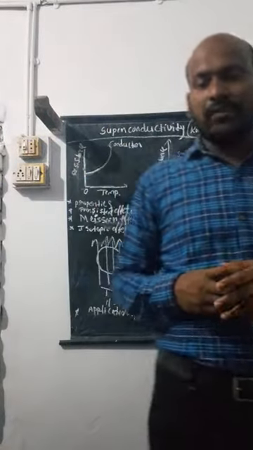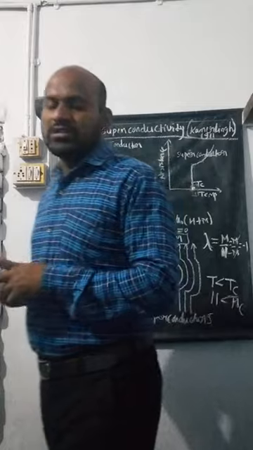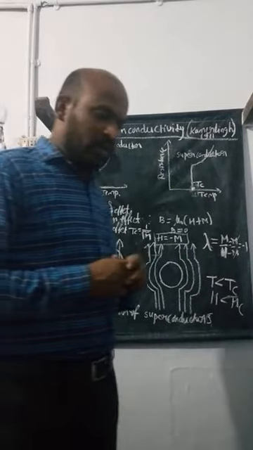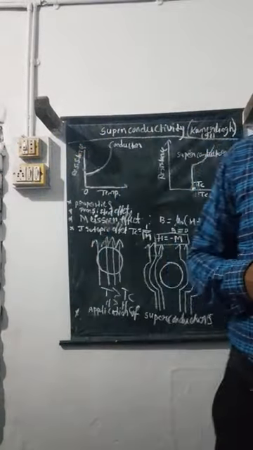For example, take mercury. Its critical temperature is 4.22 Kelvin. For lead, the critical temperature is 7.2 Kelvin. We can consider zinc with 0.9 Kelvin critical temperature, and aluminum with 1.2 Kelvin critical temperature. There are many materials that are superconductors, and they have different critical temperatures. These are some of the properties.